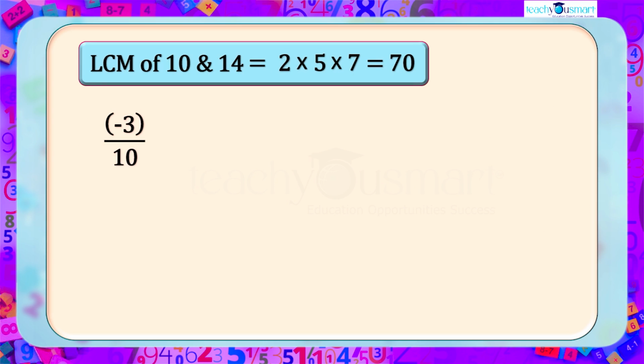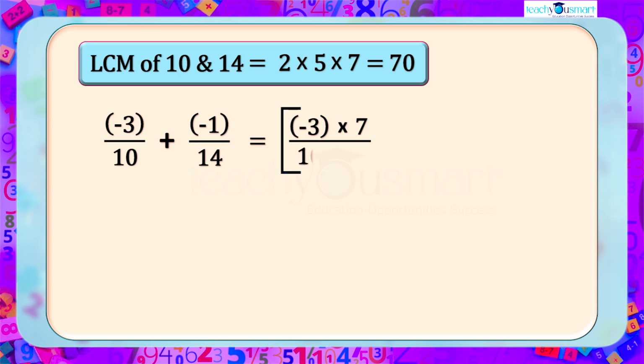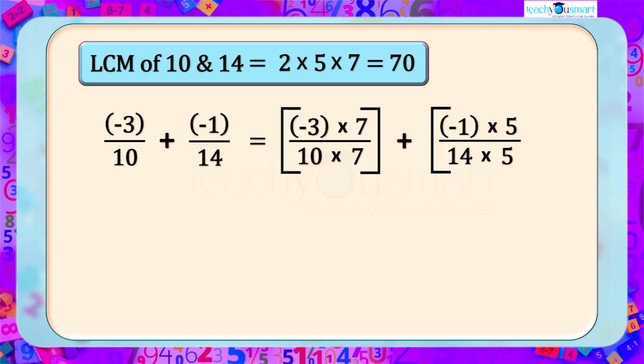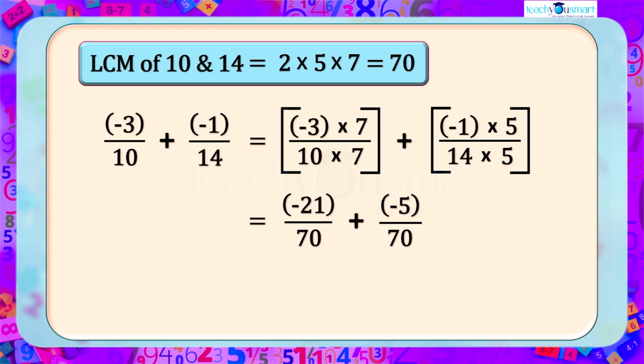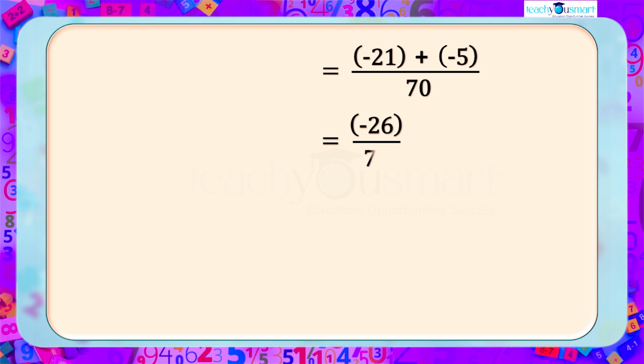So, -3/10 + (-1/14) = (-3 × 7)/(10 × 7) + (-1 × 5)/(14 × 5) = -21/70 + (-5/70) = (-21 + (-5))/70 = -26/70 = -13/35.